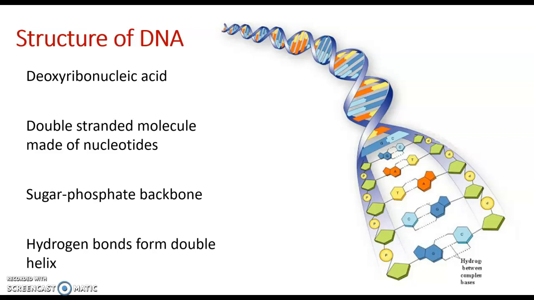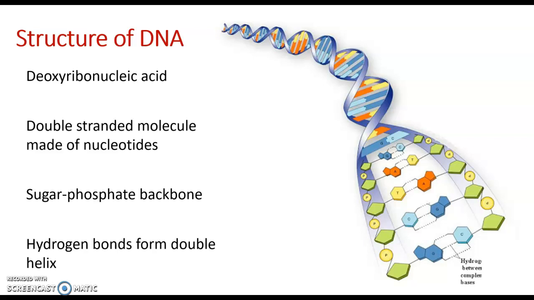So as we've seen already in our study of genetics and cell division, DNA is the genetic material that contains all of the information needed to direct all of the functions of our body. DNA stands for deoxyribonucleic acid. It's a double-stranded molecule where each strand is made of a long string of nucleotides.